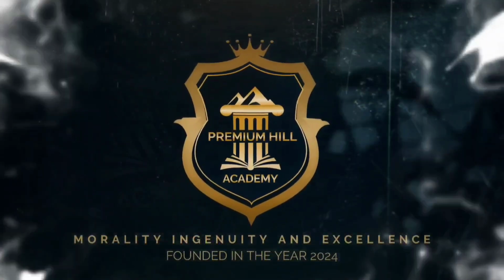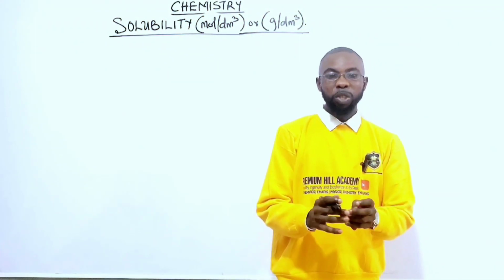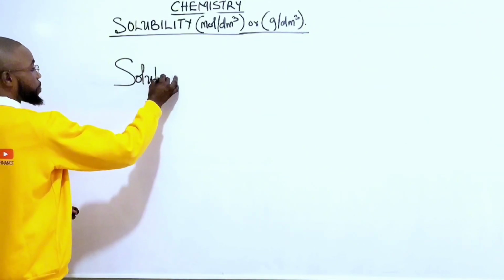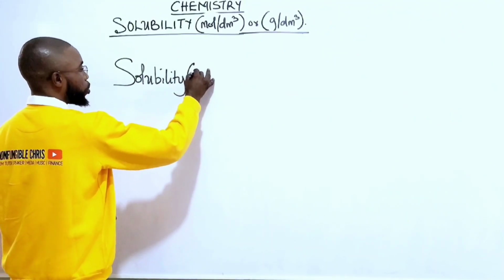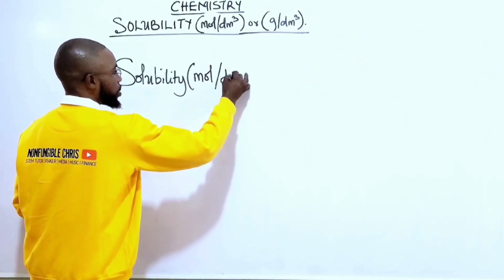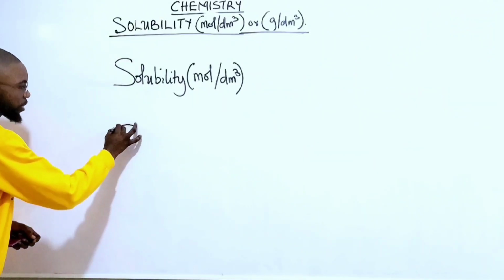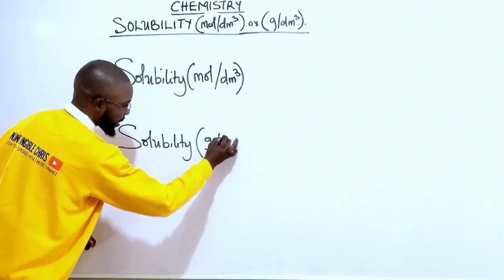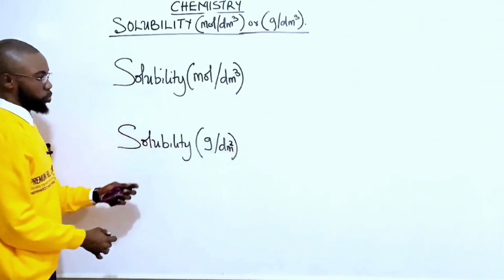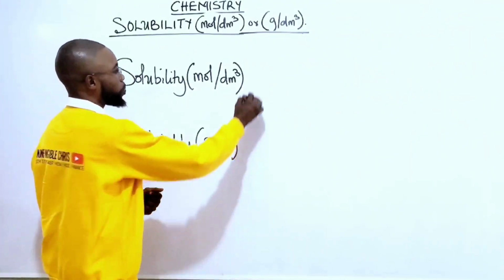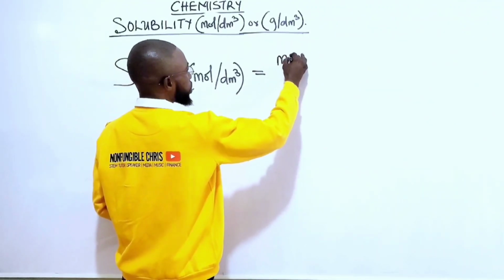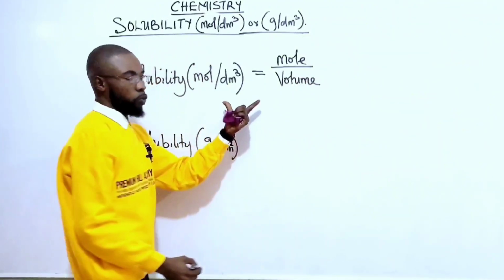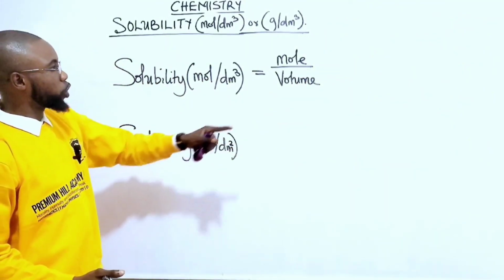Let's look at calculations in solubility. In solubility, there are two things we need to understand. Solubility is given in moles per dm cube, and also solubility is given in grams per dm cube. But there are two things we must look at in this form. If we are given mole per dm cube, the formula is simply the mole over volume. That's the formula for solubility. Mole over volume.